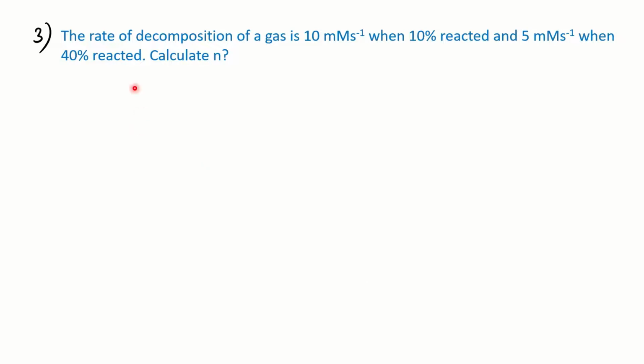The next question was where they have mentioned the rate of decomposition of a gas when 10% reacted, and the other rate is also mentioned. They are asking you to calculate the order n. So if you are familiar with chemical kinetics, the relationship between rate and rate constant, that is R is equal to K [C] raised to the power n. So this is the relation of the rate with concentration.